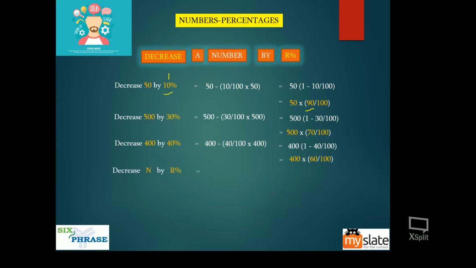In general, if n is to be decreased by r percentage, you guys have to do n into 100 minus r by 100. Just this alone will help you. You need not worry about these things. If you have to decrease 500 by 30 percentage, I just multiply 500 by 70 by 100. If you have to decrease 400 by 40 percentage, I just multiply 400 by 60 by 100.